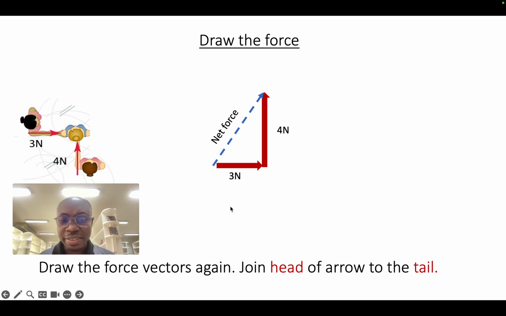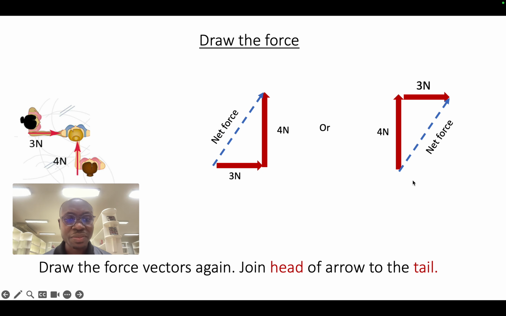So we can draw like this, or we can draw the 4 newtons first, and we draw the 3 newtons second, but always the head to the tail, the head of the 4 to the tail of the 3. And we draw our net force from the tail to the head. This is also correct, okay? There are 2 ways to draw, but always from the head to the tail.